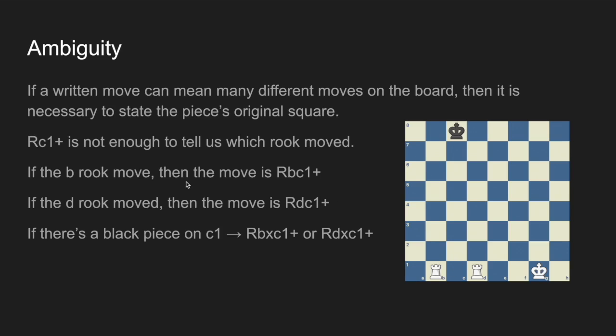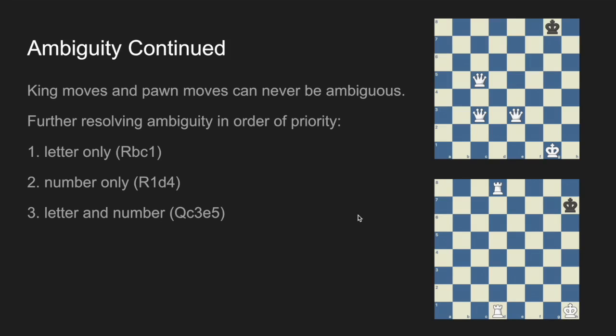So if it's the b rook that moved, then the move would be Rbc1 check. And if it's the d rook, then it's Rdc1 check. And if there's a black piece on c1, then both moves would be written with an x in the middle, between the rook b or rook d and the c1 check. So when we're talking about ambiguity, king moves and pawn moves are never ambiguous.